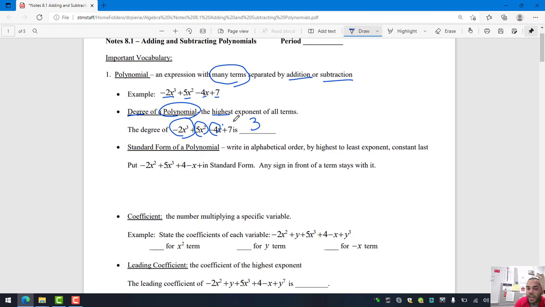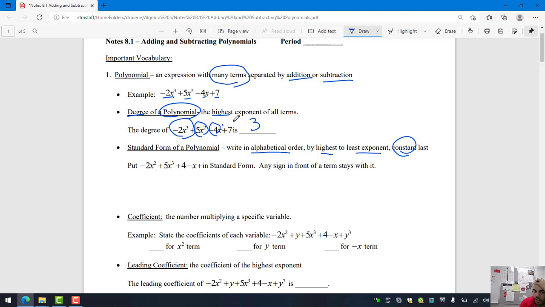When it comes to writing polynomials, we're going to be a little bit picky about the way you write it. If you're writing a polynomial in standard form, the rules are, first of all, your variables have to be in alphabetical order, by highest exponent to least exponent, and then the constant, or the number, has to be put last. For question 2, it says put negative 2x squared plus 5x cubed plus 4 minus x in standard form. It says any sign in front of the term stays with it.